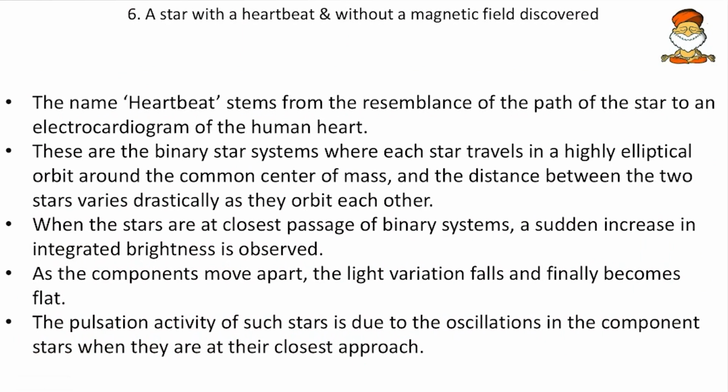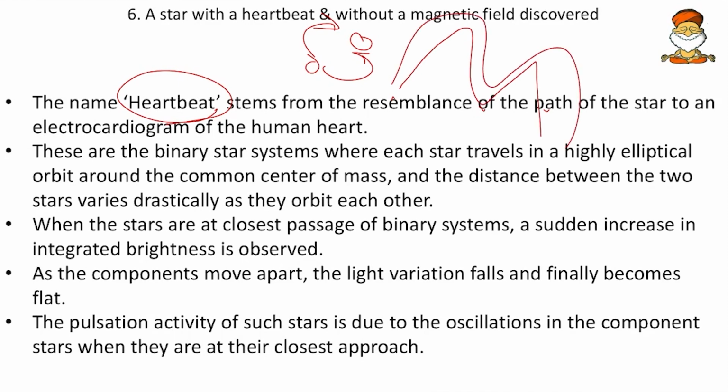Then the name heartbeat stems from the resemblance of the path of the star to an electrocardiogram of the human heart. So friends, whenever there is variation in the electromagnetic radiations, that is treated as the crest and trough like this. So here how the heartbeat will occur is being explained, and the same applies for the pulsation as well. As and when the stars revolve around one another, there will be one position of these stars where very high magnetic field and very high pulsation is produced, and at one point very low pulsation and low magnetic field is produced. So just go through the process, and most importantly don't confuse this with the heartbeat.